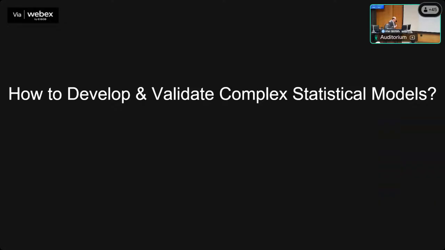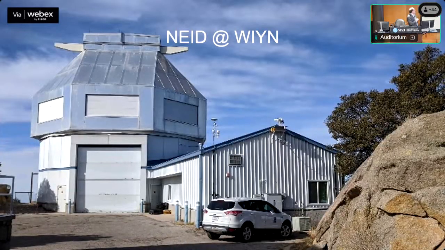So we really have a fundamental question: when we've gone from a physics-based model to a data-driven model, how are we going to develop and then validate these models so that they can be trusted to make large value decisions about where to spend time with the Habitable Worlds Observatory? One of the tools we're going to use to do that is this beautiful picture of the WIYN Observatory, and there's the telescope of interest.